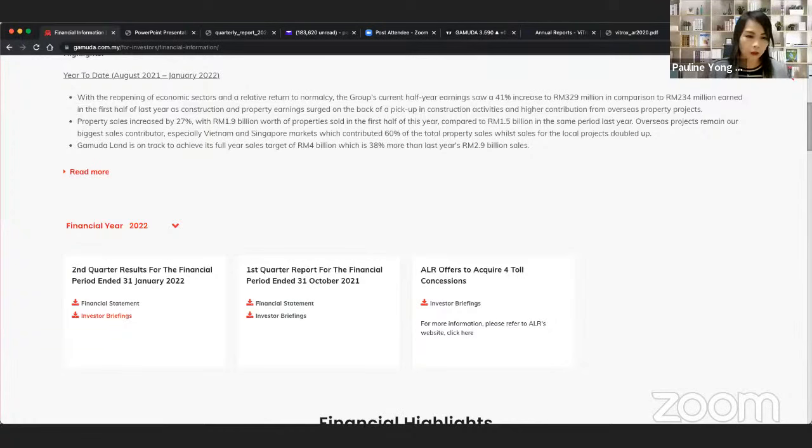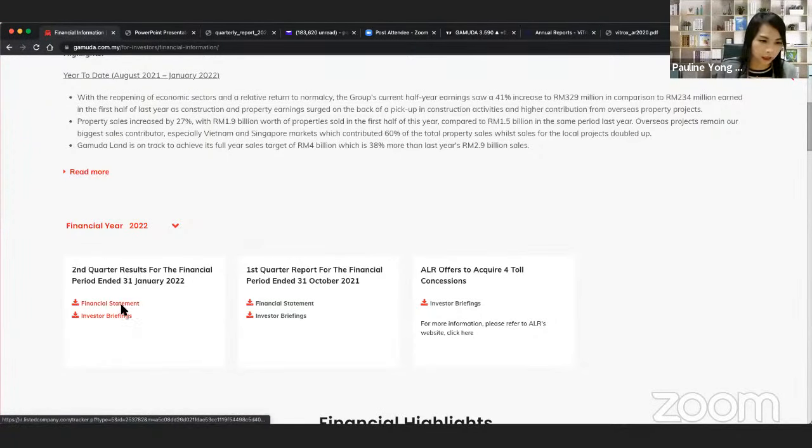Let's see. The reason I like the way they present is that if you look at the annual reports, it will be too late, because it will be outdated. If you look at the quarterly, it will be very latest. For example, for January 31st, usually 2 months later, in March, they will announce it. So let's take a look here.